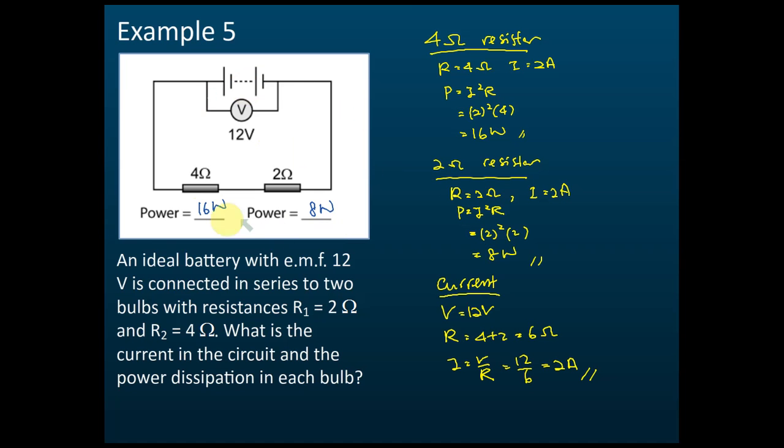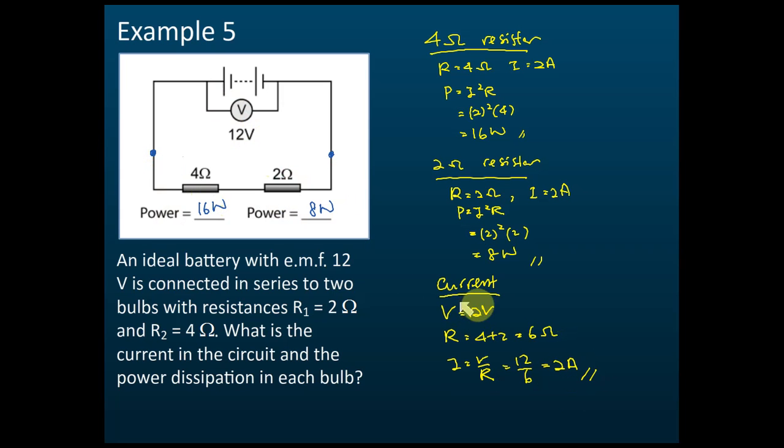If you want to find the power in a series circuit, you must find the current first. To find the current, we can use the formula V equals IR. But every time you want to use V equals IR, you must know which 2 points you are using for your V. Let's say we use this point and this point. From this point to this point, the potential difference is 12 volt. The resistance is 6 ohm, series circuit, 4 plus 2, 6 ohm. So the current I equals V over R, 12 divided by 6 equals 2 ampere.